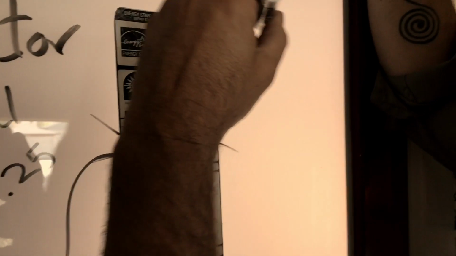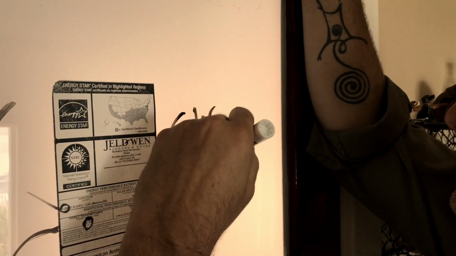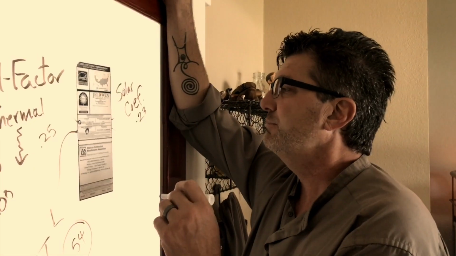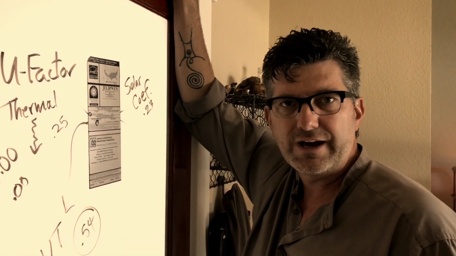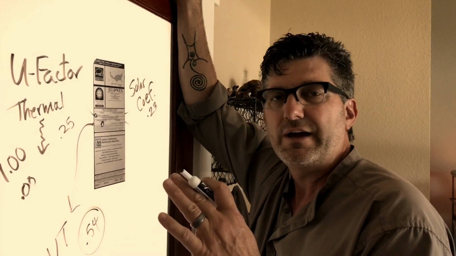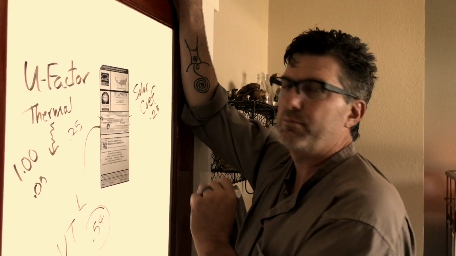The third number is the solar heat gain coefficient. It simply means the amount of solar heat that's making it through the glass in an infrared form that's causing heat inside the house. Again, the smaller this number, the better.